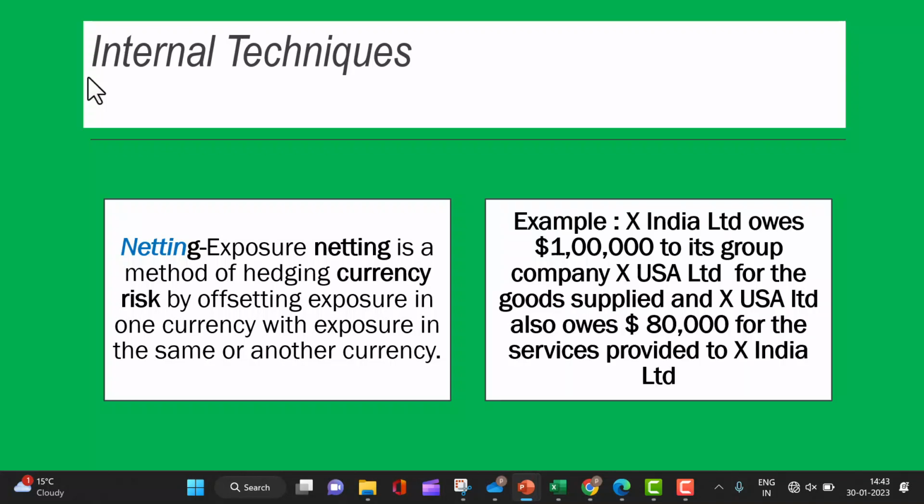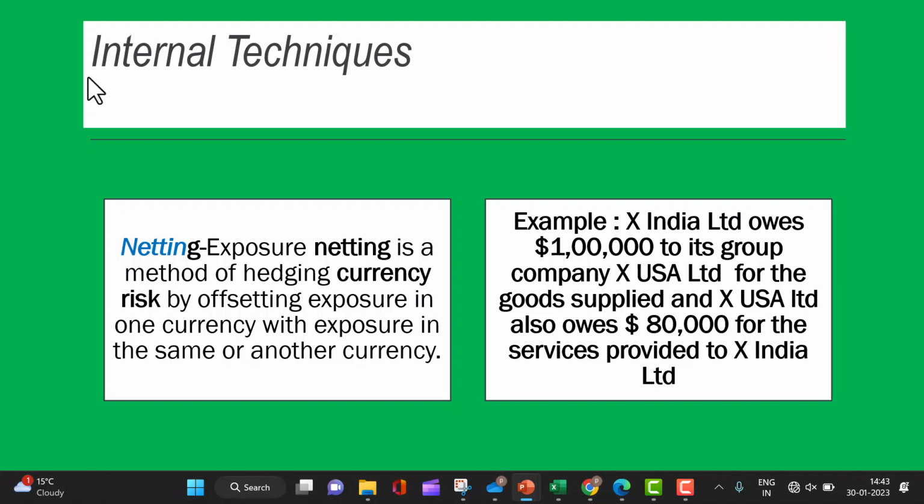Now what happens is, for example, X India Limited owes $1 lakh to its group company X USA Limited for the goods supplied, and X USA Limited also owes $80,000 for the services provided to X India Limited. So you have a customer relationship as well as a supplier relationship with the same party.